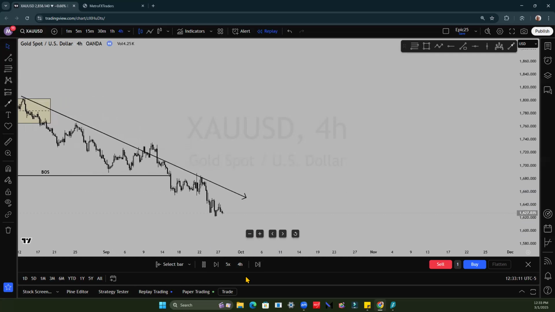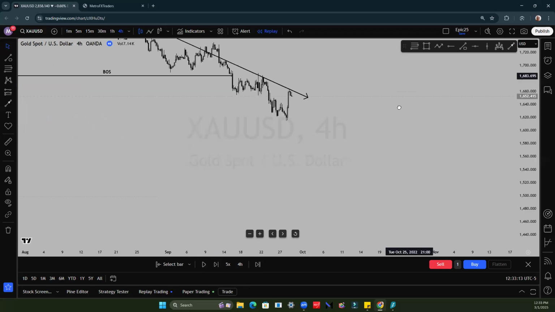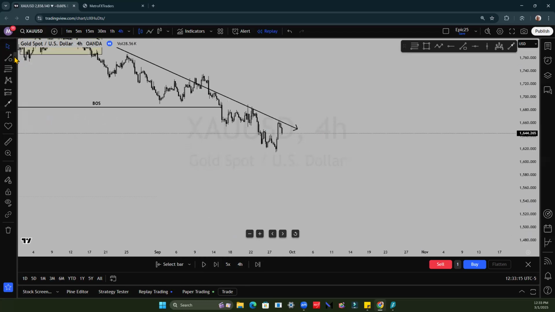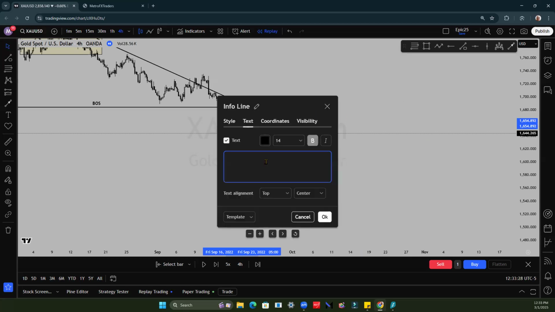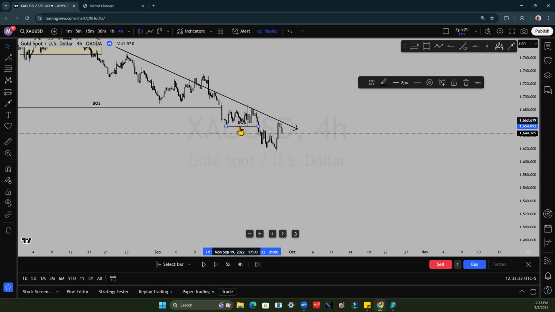We can pause it right there. And then take our info line, place it right here, and say, what did the market do? Another break of structure. So we can identify that as a break of structure, and the market's going lower. There's a couple of break of structures here, because there's another low here, there's another low there.